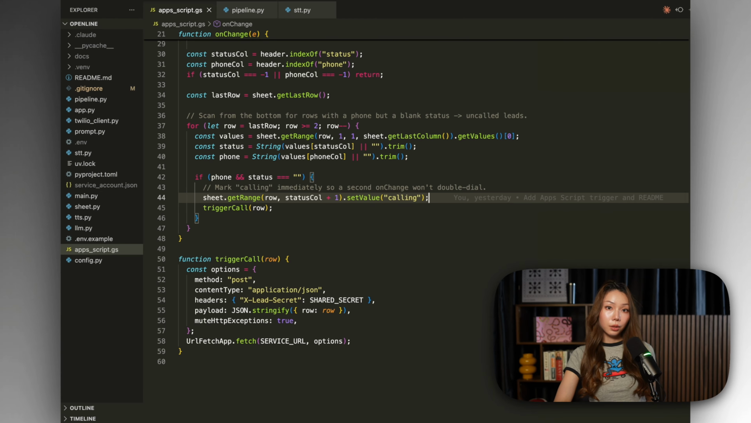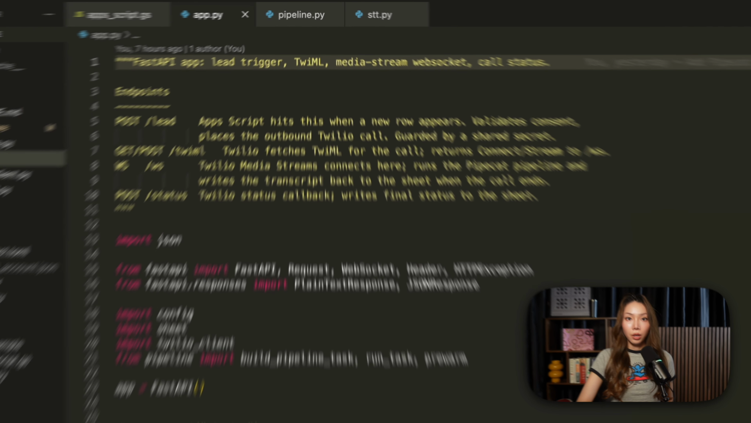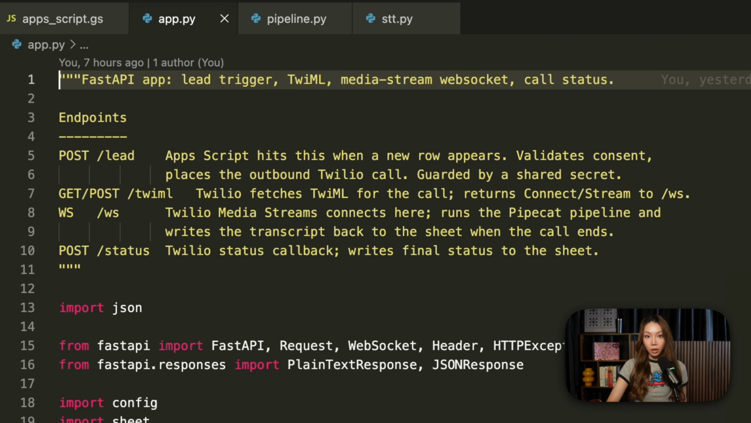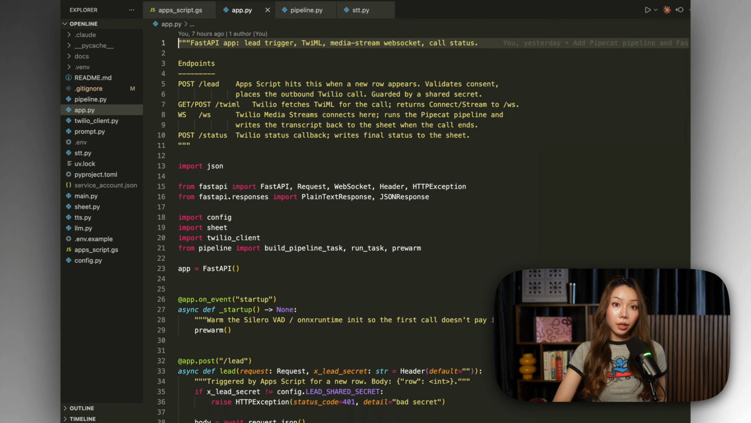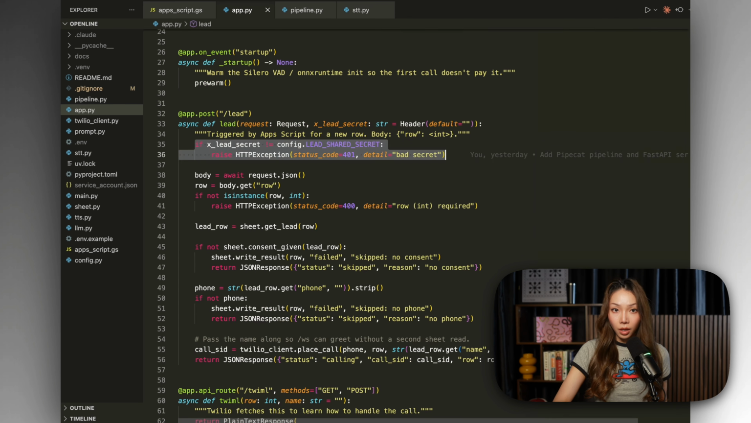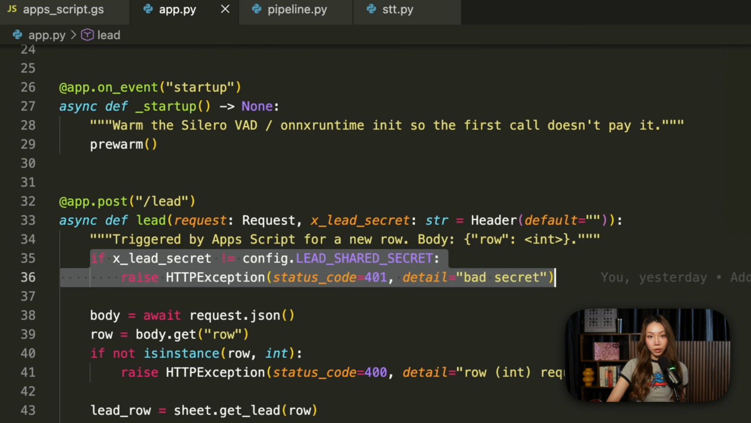If you've heard the word idempotency and found it scary, this is it. Idempotent just means running it again doesn't do anything extra. One blank check guards the whole thing in 4 lines. When the Apps Script fires, it calls one endpoint on our server, /lead. And here's the first thing that endpoint does. It checks for a shared secret. Think of it as a password in a request header.